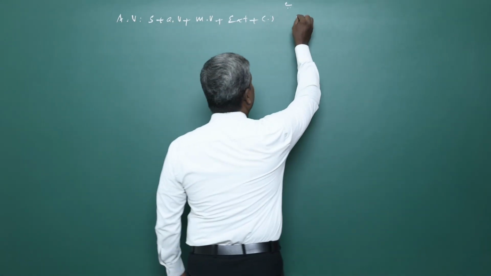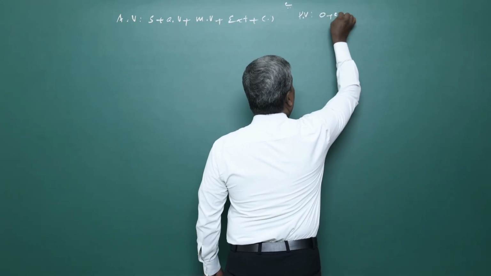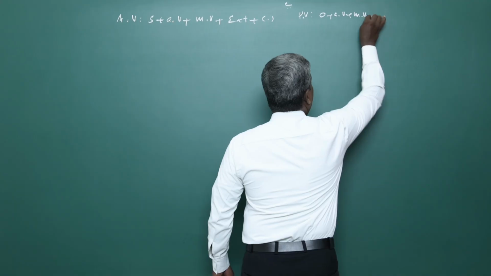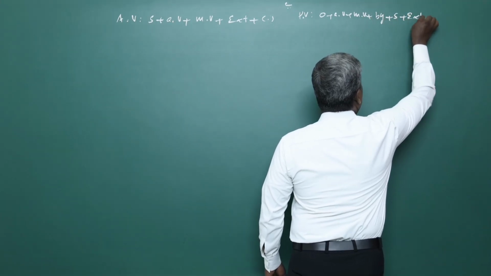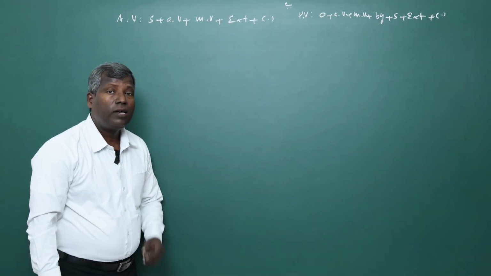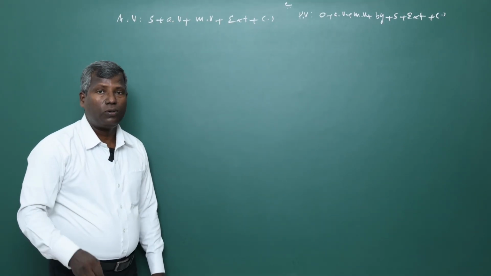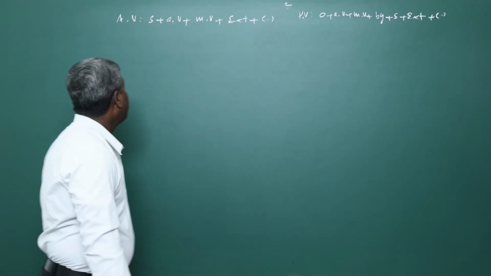Then what about passive voice? Object, auxiliary verb, main verb, by, subject, extension, at the end, full stop. So this is the sentence pattern for passive voice, right? Now let us recall the formulas for all the tenses, right?